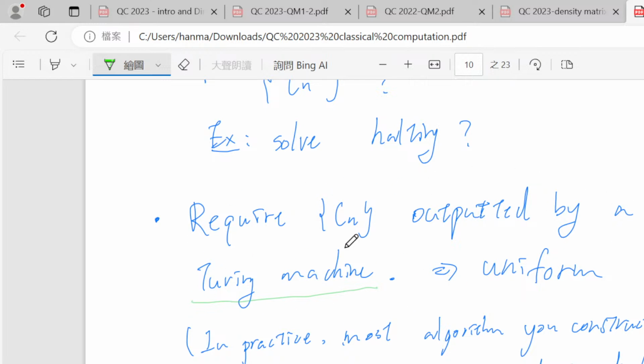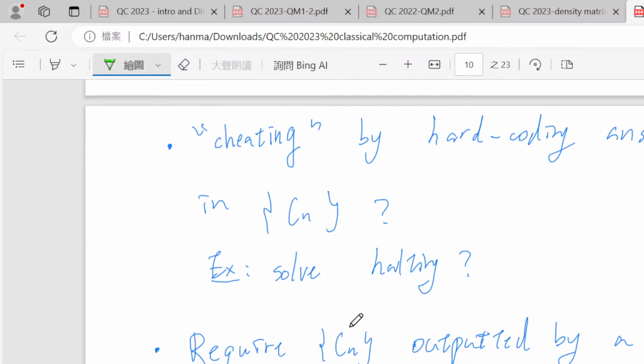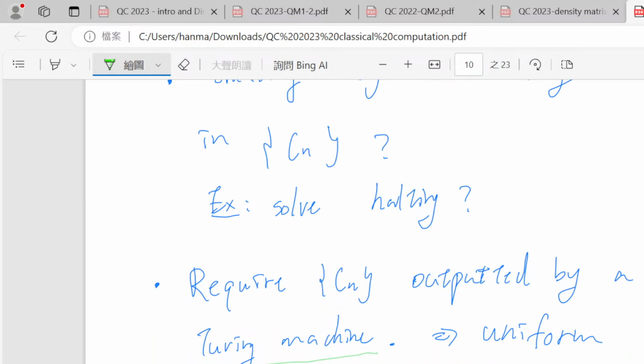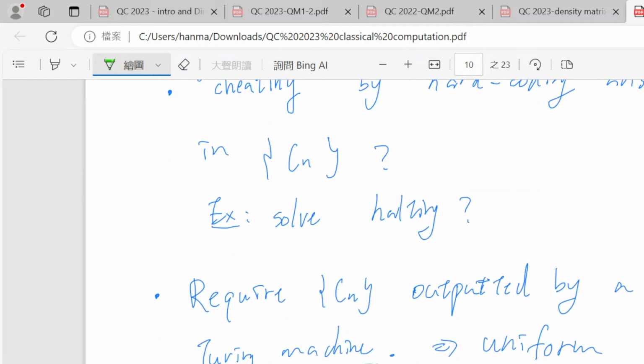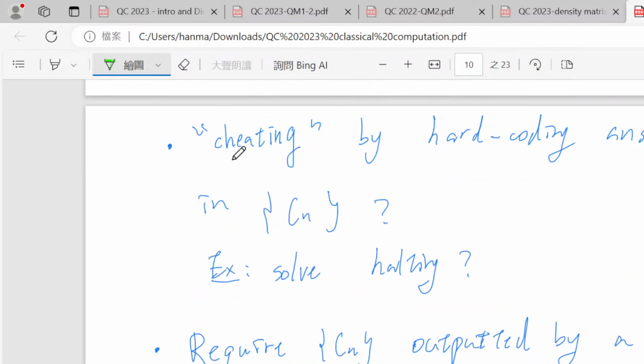So you want to require the Cn to be output by a Turing machine. There is some Turing machine, you input n into the Turing machine, and it outputs the description of this Cn. If your Cn can be output this way, then it's called a uniform circuit family. And this will not have computational power more powerful than a Turing machine.